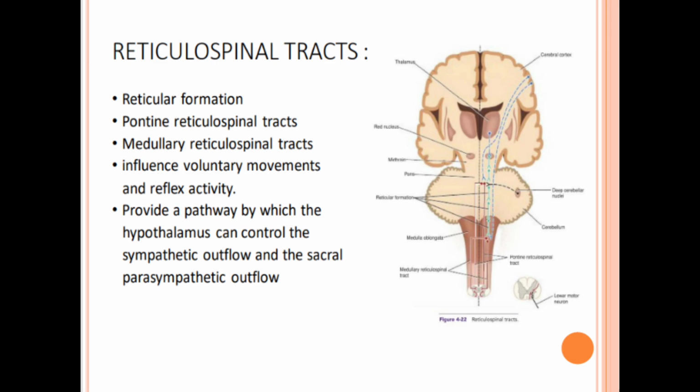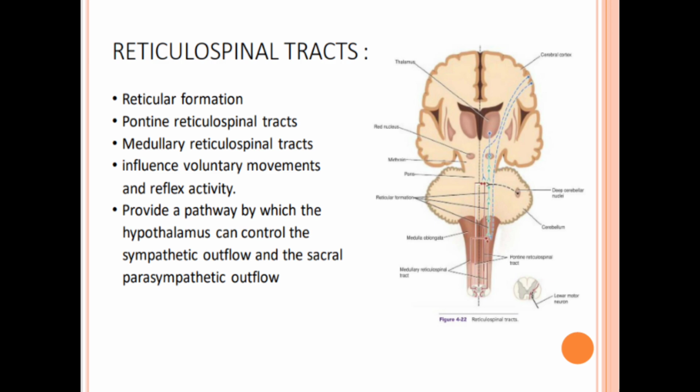Now the first tract is the pontine reticulospinal tract. What happens is that the reticular formation of the pons gives rise to axons, and then they travel in the anterior white column of the spinal cord and terminate there. And the majority of these fibers are uncrossed. Now the medullary reticulospinal tract. Here the reticular formation of the medulla gives rise to axons, and then they travel in the lateral white column and terminate in the spinal cord. Now these fibers can be crossed or they can be uncrossed.